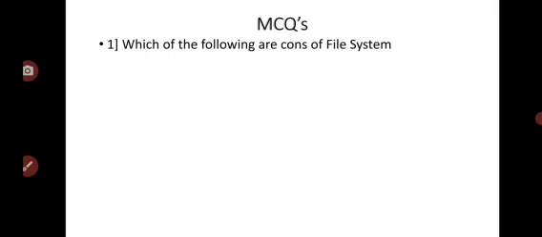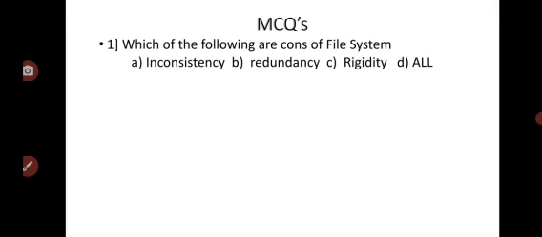Then we come to the last slide, that is MCQs, multiple choice questions. Which of the following are the cons of a file system? Cons means the drawbacks: inconsistency, redundancy and rigidity. All three features are the disadvantages of the file system. The answer should be D, that is all.